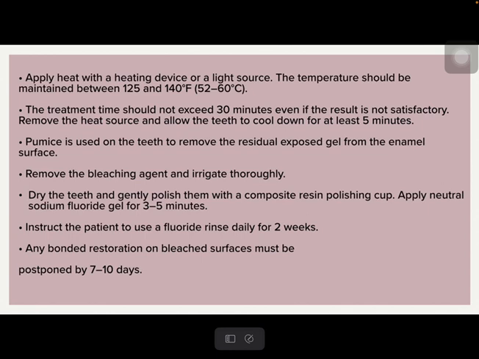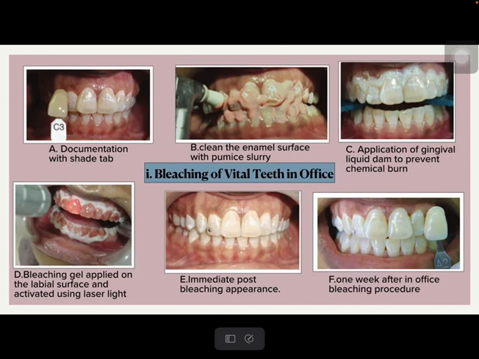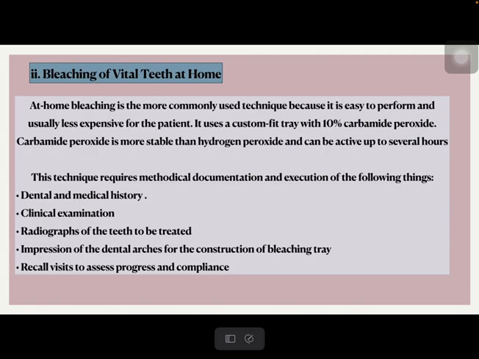And we have to instruct the patient to use fluoride rinse daily for 2 weeks, and we have to advise the patient to avoid any bonded restorations for almost 7 to 10 days after the bleaching procedure takes place. In this picture, we can see the various steps which take place in the bleaching of vital teeth in office. Next, we will see bleaching of vital teeth at home.